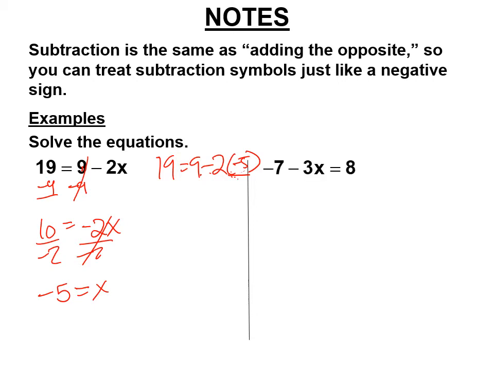Okay, same thing here, right? You're going to add 7 here, not because of this minus over there, because of the negative 7. So we get that minus 3x. That's negative 7 minus 3x. But this minus 3x turns into negative 3x. 8 plus 7 is 15. Divide both sides by negative 3. And x equals negative 5.